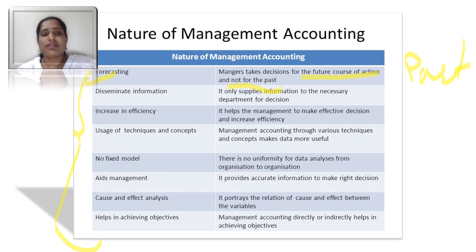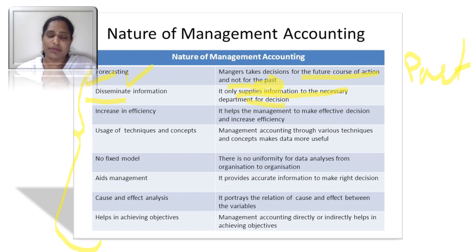That means management accounting helps in forecasting the future, keeping the past or the previous year as the base. And next, disseminate information. That means it only supplies information to the necessary department for the decision. The management accounting is another which will be helping the top level, not the lower level management. Top level management, who will be the decision maker, because always the top level management will be taking all the main decisions over there.